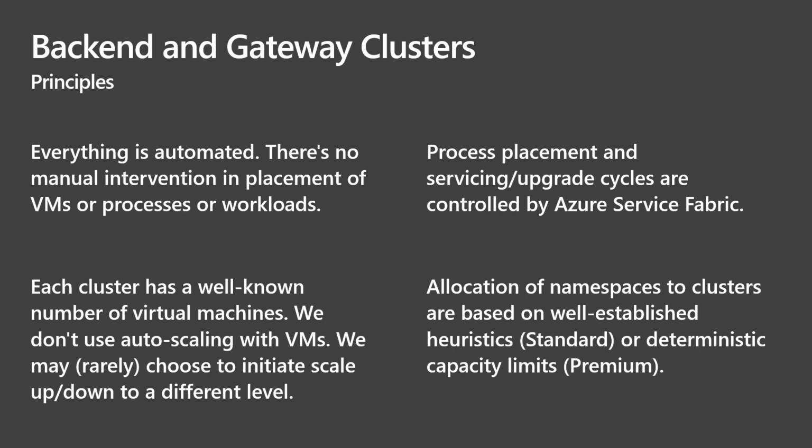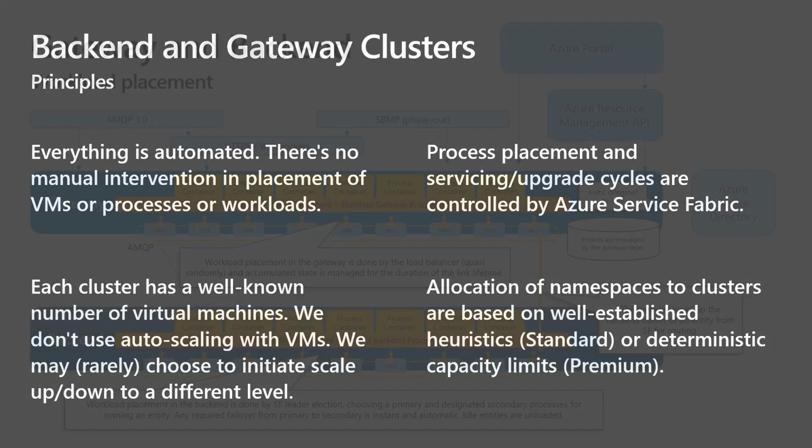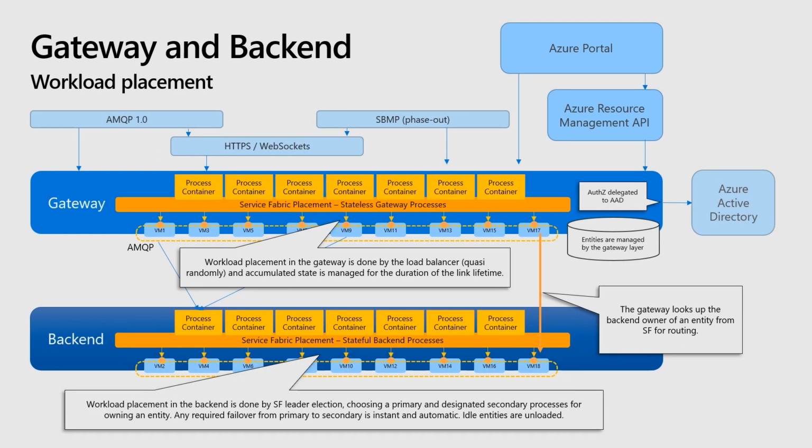The way how we allocate namespaces to those clusters is based on heuristics in terms of standard. We kind of have a notion of how much capacity will be required, or deterministic by buying effectively capacity via premium. The workload placement, so now we have the gateway and the backend. These are the roles that have now been chosen by Service Fabric effectively for those VMs.